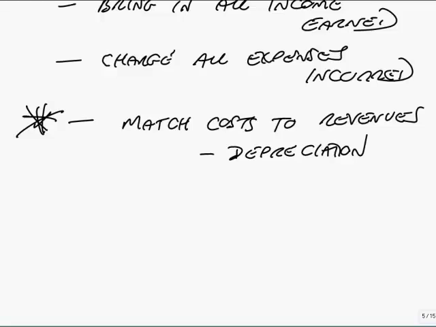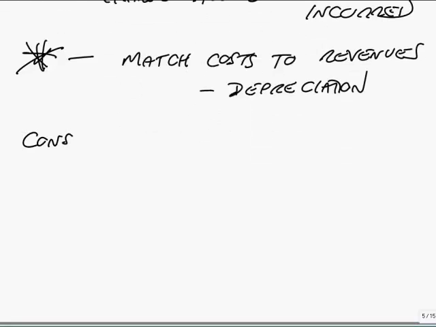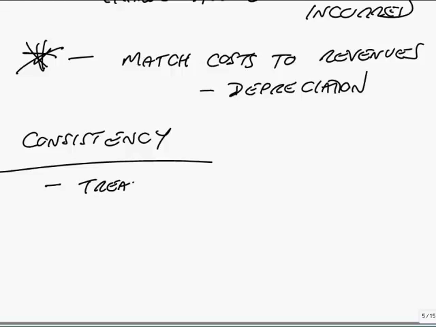The final fundamental concept, and sorry, because they're fundamental, this is why I'm spending more time on them, is consistency. This means two things. The word consistent means same. Something's consistent if it's the same, all right? And this means two separate things. Number one, we treat all similar items the same way.